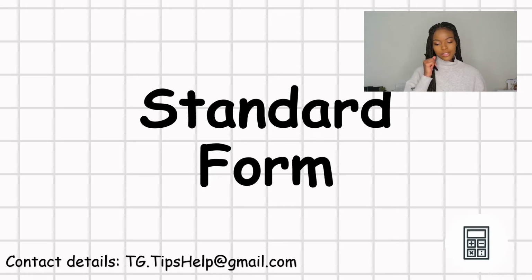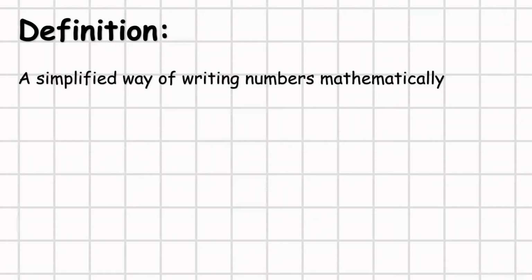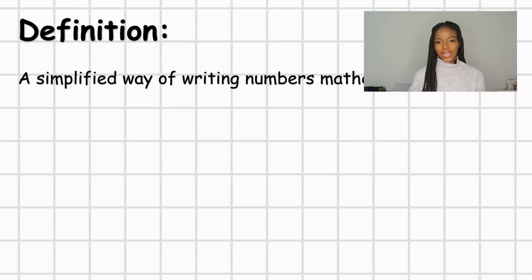As I said before, you do need a calculator for this, so make sure you have one with you. Some of the questions do get a bit tricky. What is standard form? The definition basically is a simplified way of writing numbers mathematically. So standard form is the standard way that mathematicians present numbers, sometimes referred to as scientific notation.